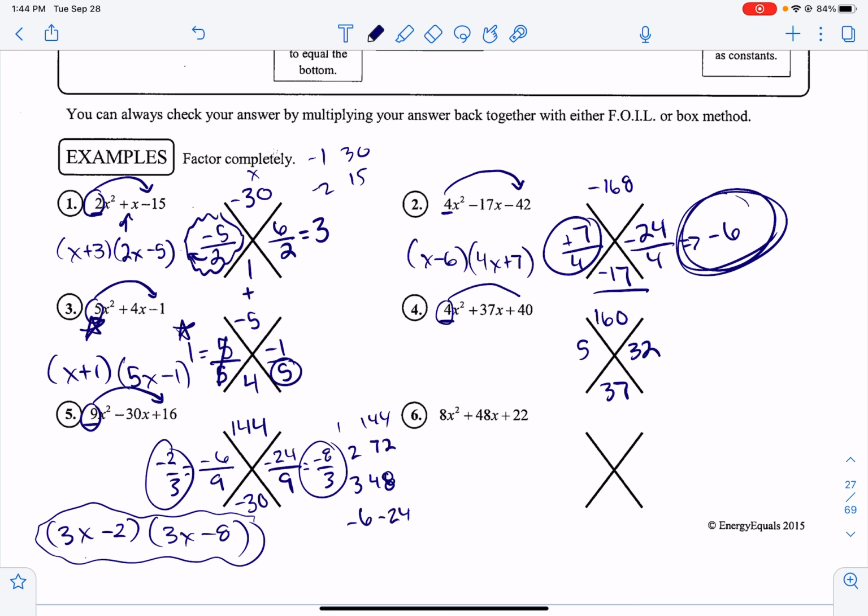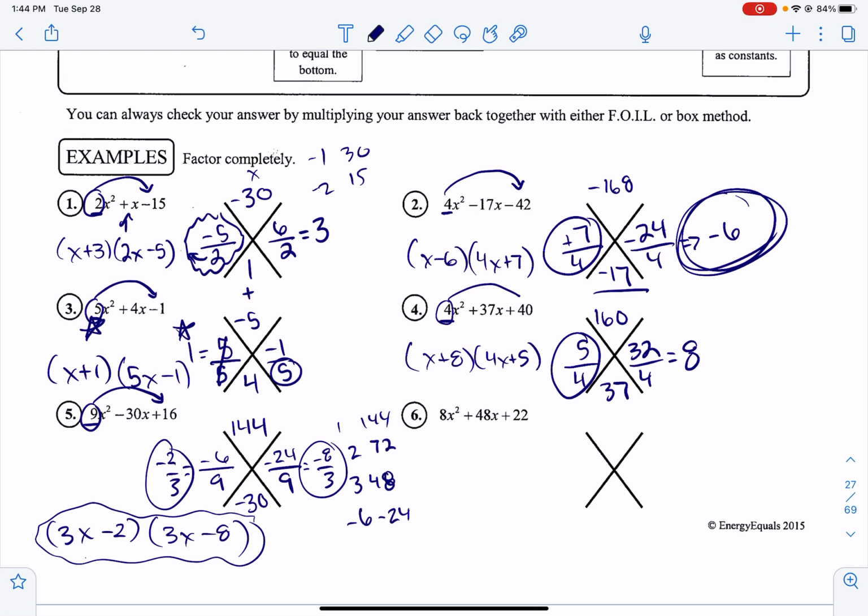But I cheated. I multiplied by 4, so I have to undo that. I have to divide by 4. And over here, I think that's as simplified as it gets. But on this side, I end up with an 8. So my answer becomes x plus 8 and 4x plus 5.